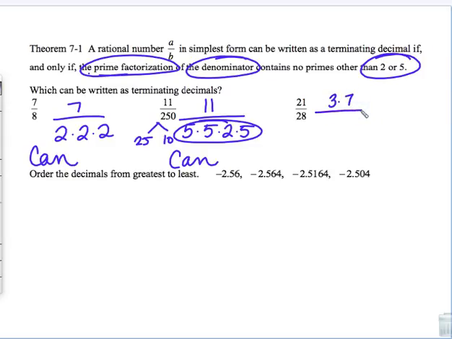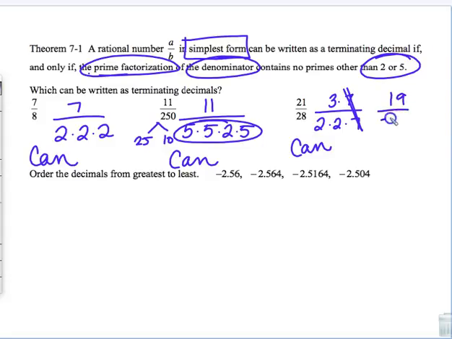28 is 4 times 7, so that would be 2 times 2 times 7. And you can cancel those 7s because basically it wasn't reduced. It wasn't in its simplest form, and so that's why we need to reduce it first before we test for this theorem. Now that it's reduced, my denominator only contains 2s, and so this can also be written as a terminating decimal. Let me just add one for you to show you one that can't.